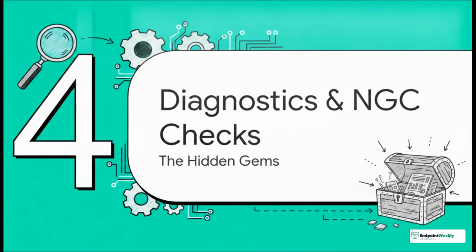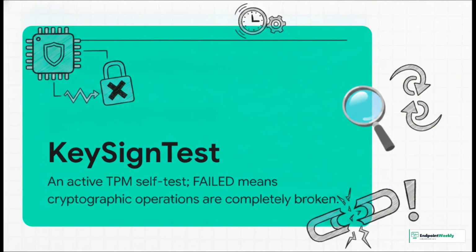Section 4. Diagnostics and NGC checks. Time for the hidden gems. Buried way down in the diagnostic data is this incredible check called KeySignTest. When you run the command, Windows actually performs a live TPM key signing self-test right then and there. If this reads failed, the underlying cryptographic operation is just completely broken. It's an amazing metric because it catches a failing hardware TPM issue way before Windows Hello itself even realizes there's a problem.